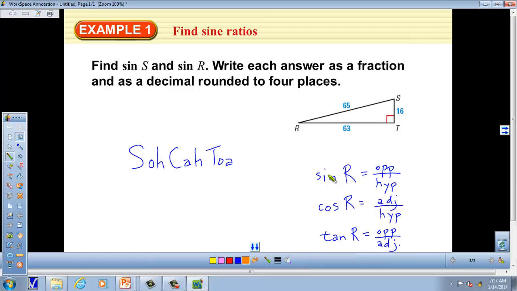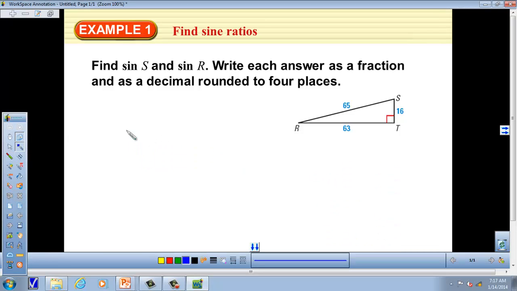If you look carefully, you can see that sine is opposite over hypotenuse, hence the SO there. Cosine is equal to adjacent over hypotenuse. There's the KA. And for tangent, that's opposite over adjacent. So we have our SOHCAHTOA. Okay? Alright, so we're going to use sine this time, so we're going to do opposite over hypotenuse.